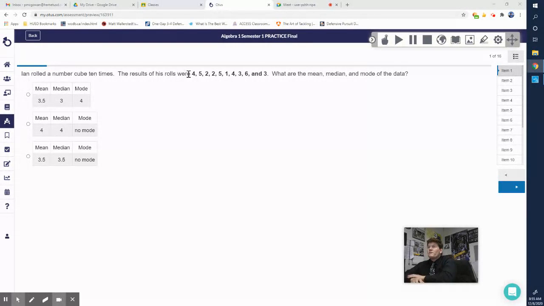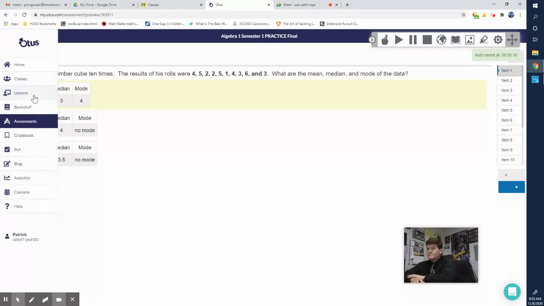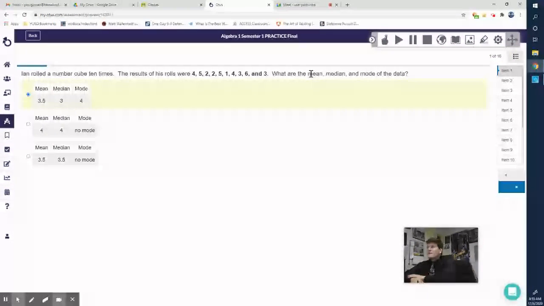First question here, guys, you have a bunch of numbers. They were the results of rolls of a number cube, of a die. So what I need you to do is find the mean, median, and mode of the data. Now, I accidentally clicked this one. It might be that one. It might be this one. It might be this one down here.